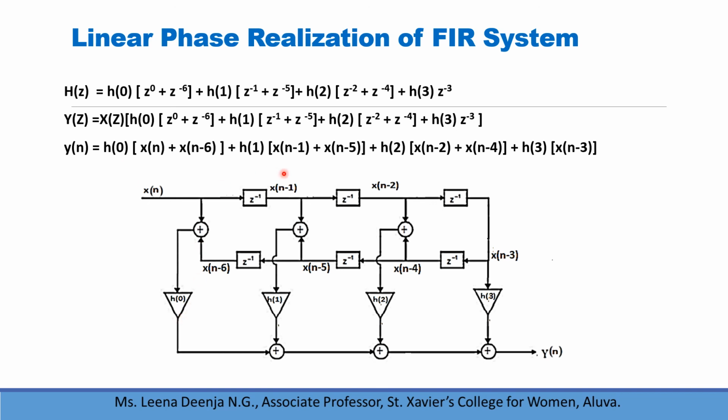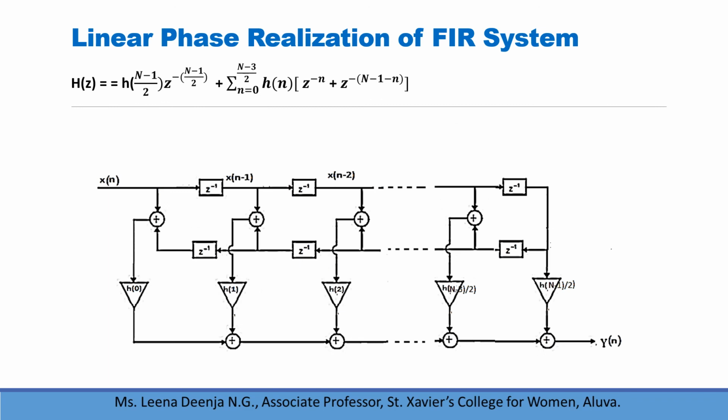For the second term, we add x(n minus 1) and x(n minus 5) together. Then we multiply it with h(1). Then for the third term, we add x(n minus 2) and x(n minus 4) together. Then we multiply it with h(2). Then for the last term, we take this x(n minus 3). Then we multiply it with h(3). Then all these outputs are added together to get our output sequence y(n). In general, when N is equal to N, the structure realization is like this.